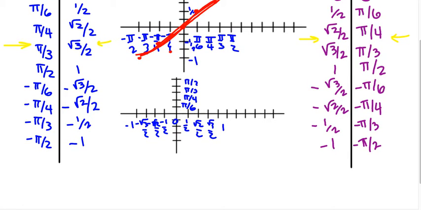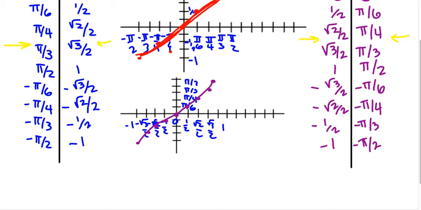Now let's graph them. So first one is 0, 0. Next one is over 1/2, up pi over 6. Next one is over square root of 2 over 2, up pi over 4, over square root of 3 over 2, up pi over 3, over 1, up pi over 2. So there are some ordered pairs graphed out. We can continue that. So it looks like such.